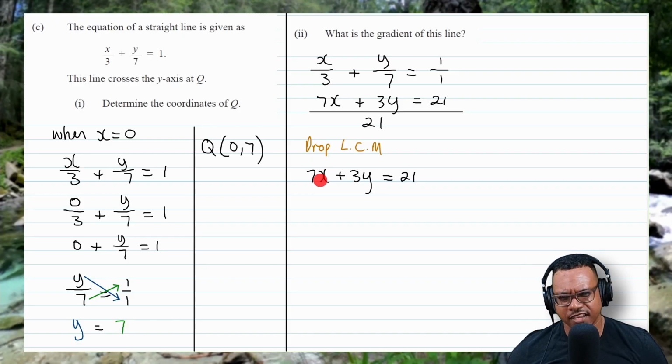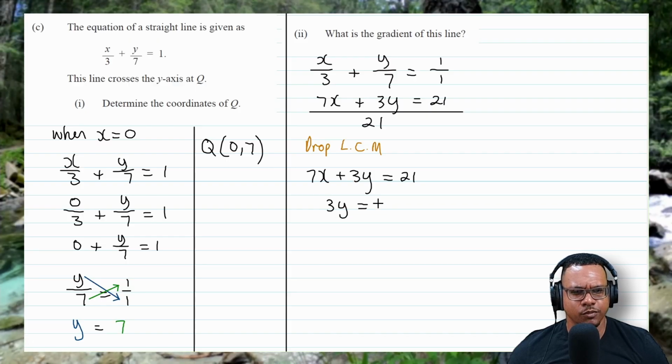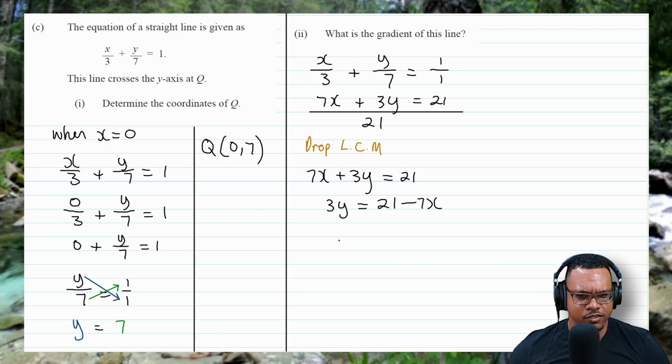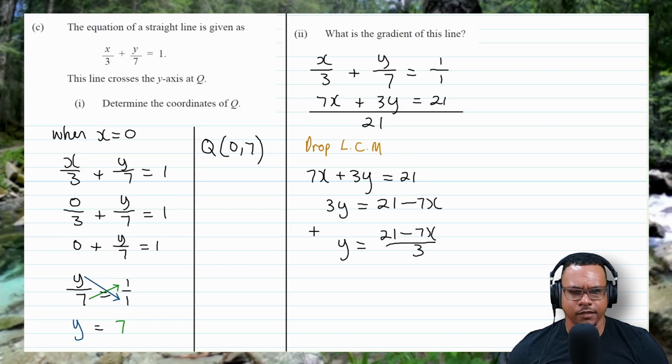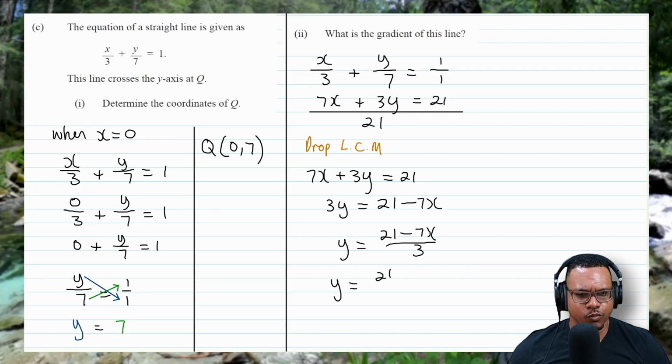So I'll transfer this positive 7x across the equal sign. It turns to negative 7x. So we'll have 3y is equal to 21, take away 7x. Seeing that this 3 is being multiplied by y, when I transfer it across, the operation will change to division. So I have y is equal to 21, take away 7x, divided by 3. Now I write the two terms in the numerator over the common denominator. So I'll have y is equal to 21 over 3, take away 7x over 3. Now 21 over 3 is 7, so that's 7, take away, and I can write this as 7 over 3 x.